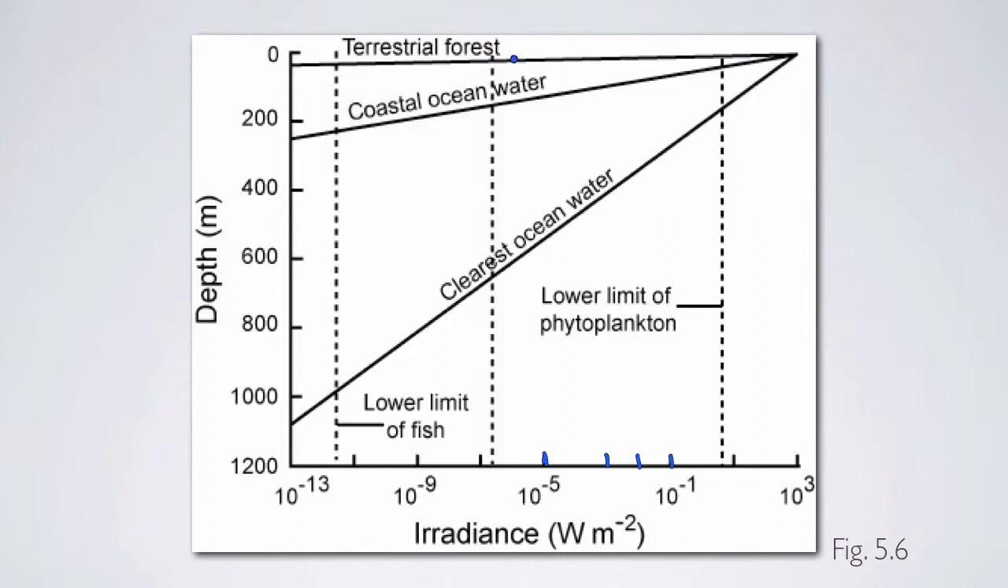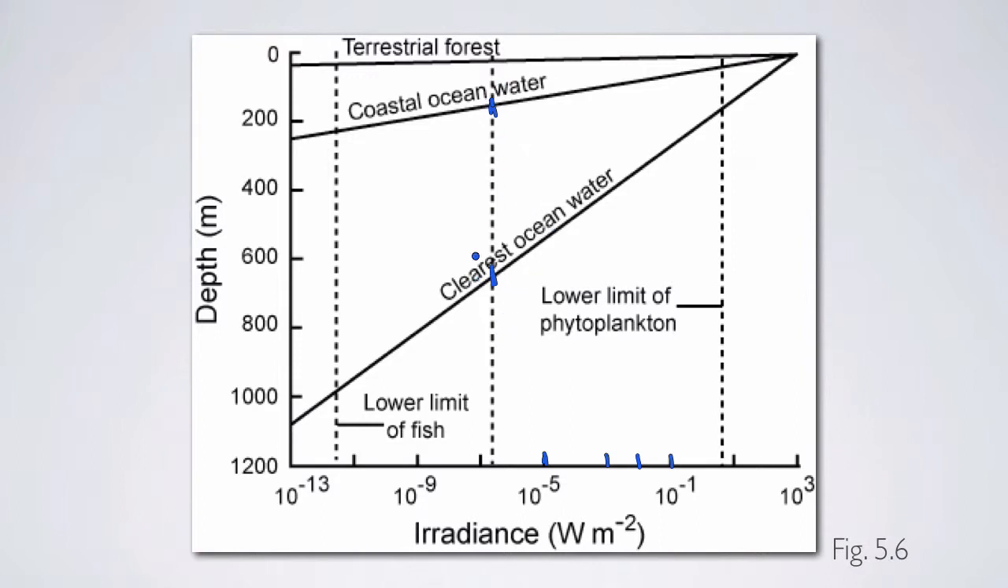In a terrestrial forest, light declines relatively quickly. There's a lot of leaves there, and they absorb a lot of light, such that it doesn't take much depth before there's very little irradiance. Coastal ocean water has an intermediate decline. Looking at this line right here, it might take 200 meters before you reach this point, but in clear ocean water, you might hit that point at 700 meters, something like that.